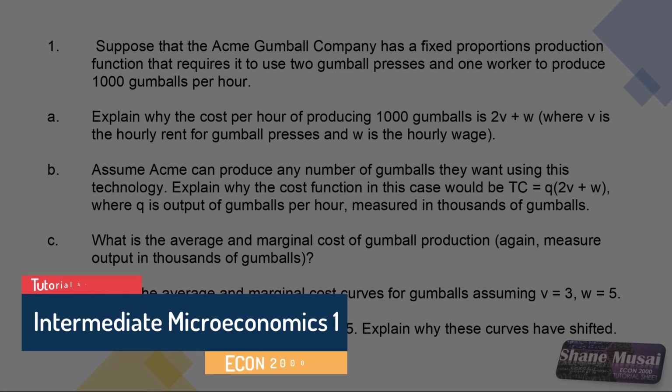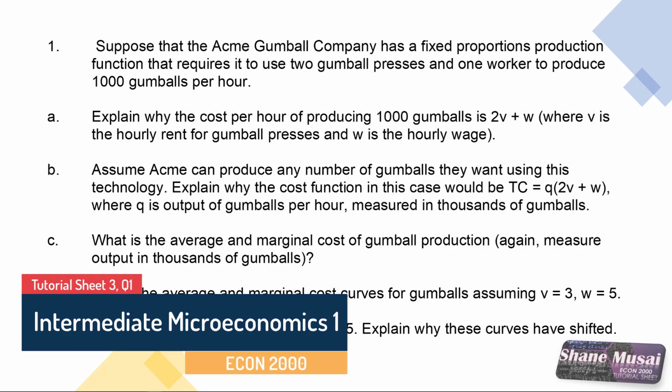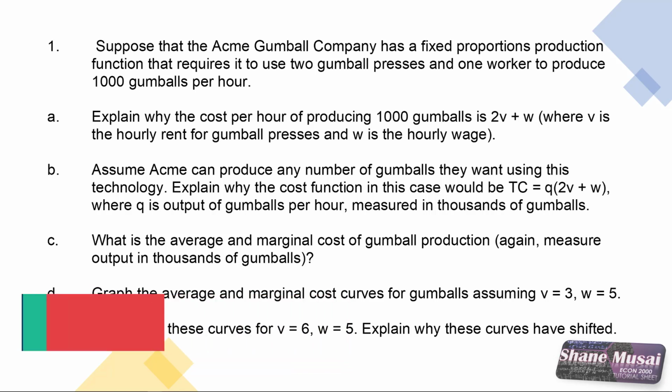Now we're here at question 1, tutorial sheet 3. This tutorial sheet is on the theory of cost. The first question says, suppose that Acme Gumball Company has a fixed proportion production function that requires it to use 2 gumball presses and 1 worker to produce 1000 gumballs per hour.